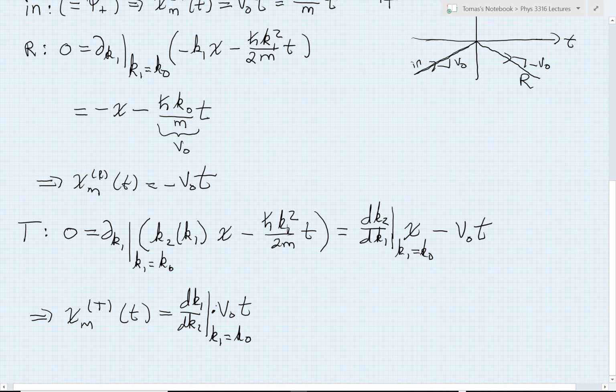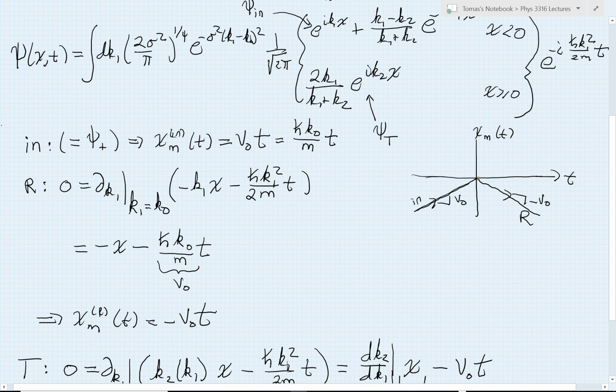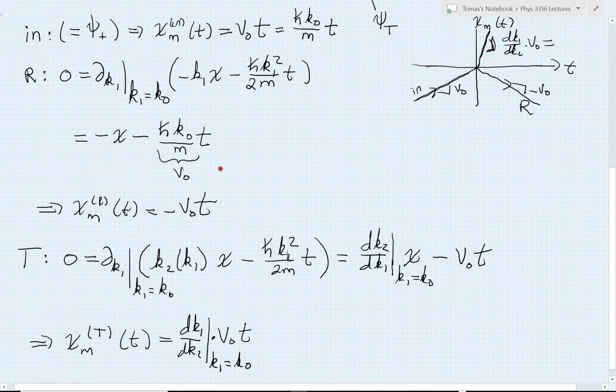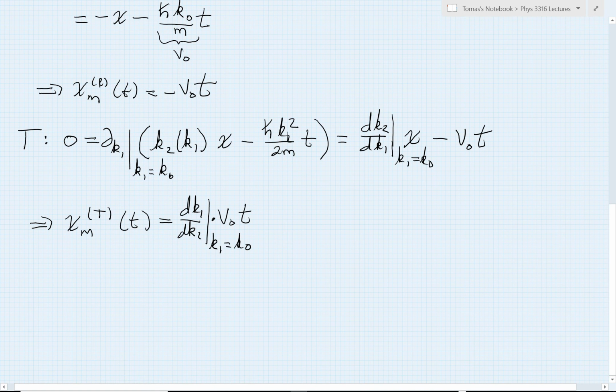So I clearly have something now that is traveling at a different velocity. But notice it still is at location 0 when time t equals 0. So it comes out here, but it comes out with a different slope, with no time delay. That slope is dk1 over dk2 times the incoming velocity. And our job now is to figure out what that velocity would be. So let's look at dk1, dk2.